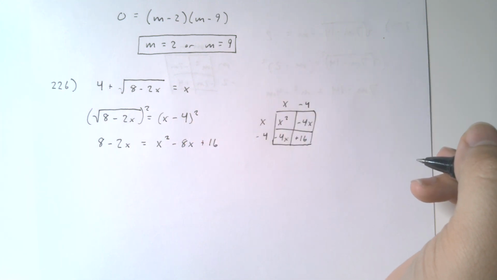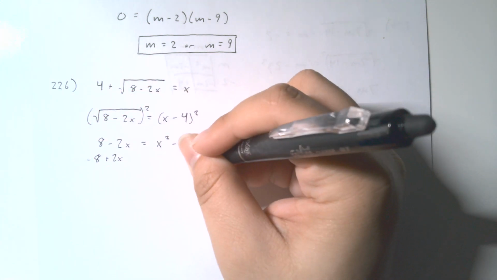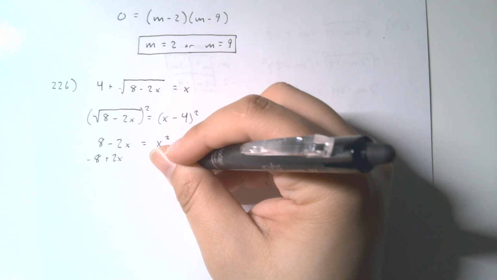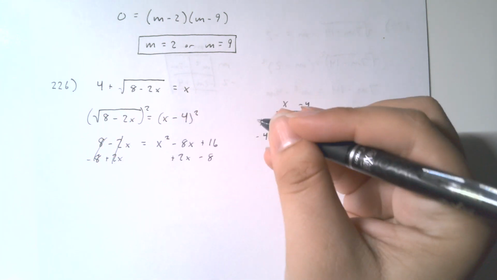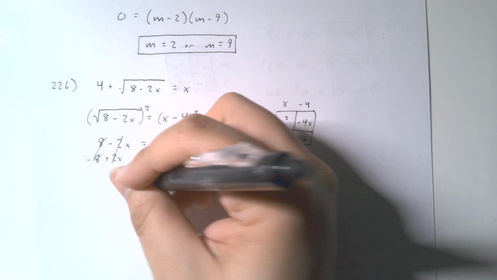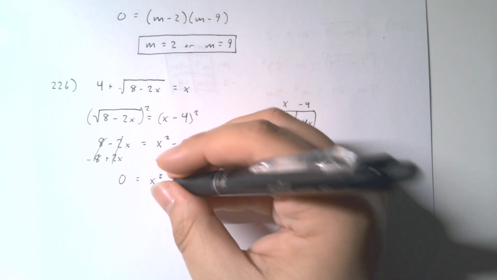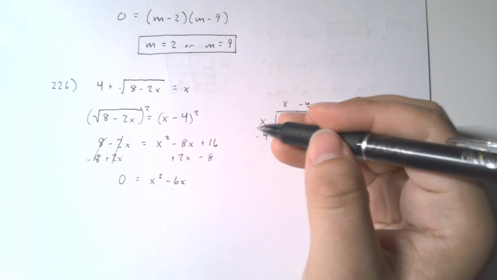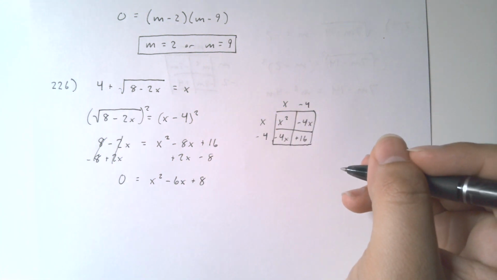Now we want to combine all of our like terms. We'll subtract 8 from both sides and add 2x. So plus 2x minus 8. All of that cancels. We have 0 is equal to x squared. Negative 8x plus 2x is going to be minus 6x. And then 16 minus 8 is plus 8.